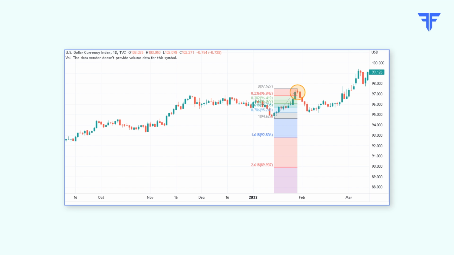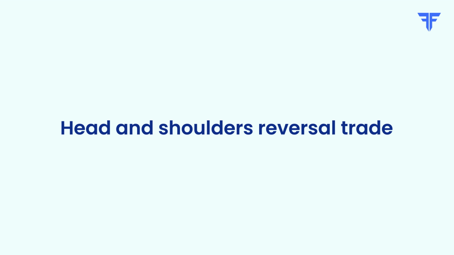76.40%. So this is the chart of US dollar, and you can see that in the month of February, the prices formed a bearish pattern, and thereafter it corrected, and it took support exactly at the 61.80% retracement level of this whole rally, and formed a positive pattern over there, and thereafter it continued its upside journey. Head and shoulder reversal trade.